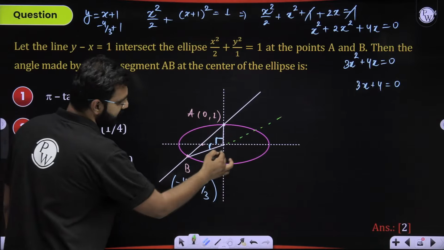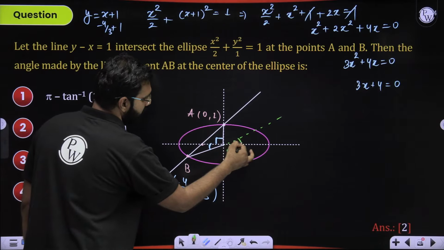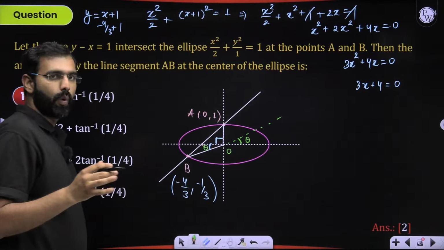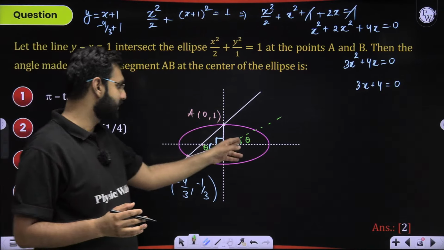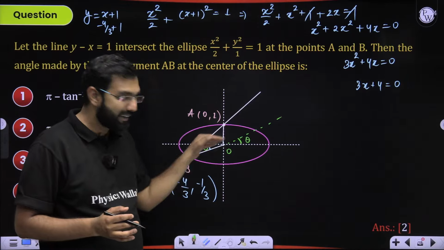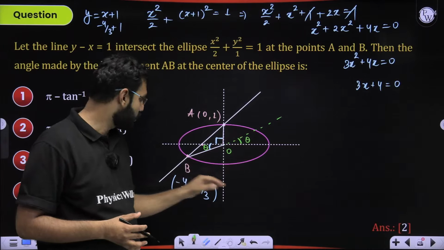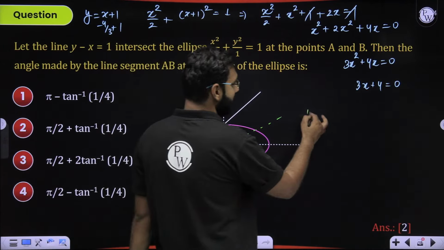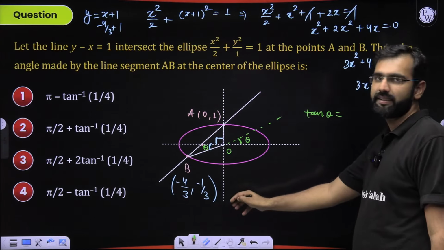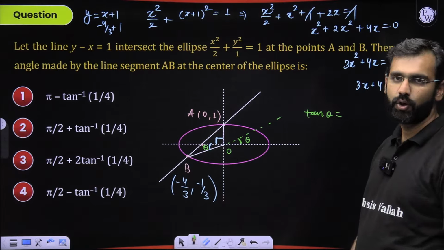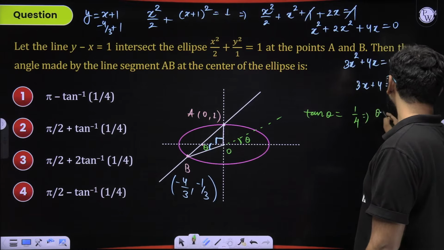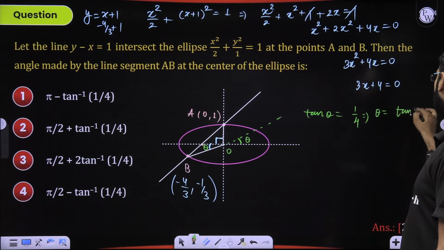If I extend this line BO, and if I find this theta, the same theta will be this one, vertically opposite angles. So if I could find this theta, what will it be? This theta is nothing but tan theta, which I can find as the slope of the line OB. So tan theta will be y2 minus y1 upon x2 minus x1: minus 1 by 3 minus 0 upon minus 4 by 3 minus 0. So 3 and 3 are cancelled. Minus 1 by minus 4, that is 1 by 4. So there we receive theta is tan inverse 1 by 4.